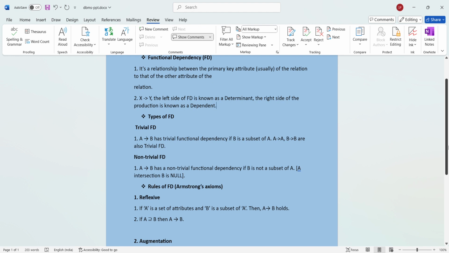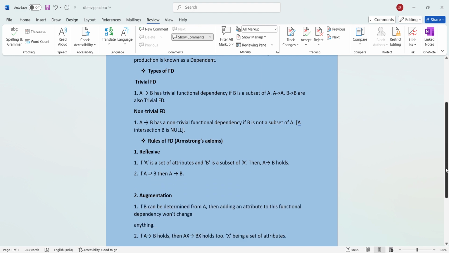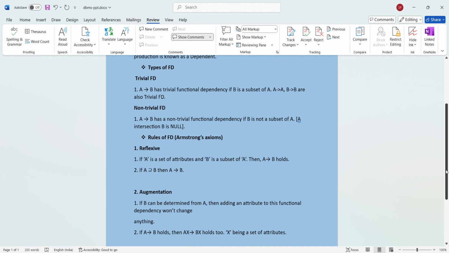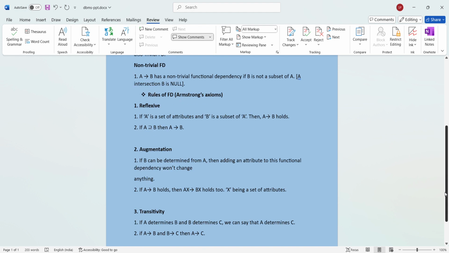Now we'll see the rules of functional dependency, which are also called axioms, or basically Armstrong's axioms. The first is reflexive. Reflexive says that if A is a set of attributes and B is a subset of A, then A can determine B, or we can say that A tends to B. That means if B is a subset of A, then A can identify B also. That is reflexive.